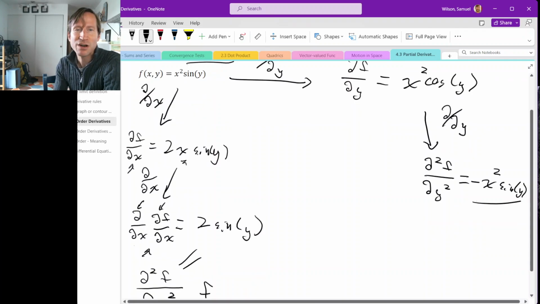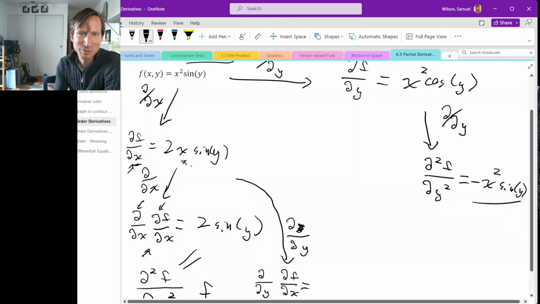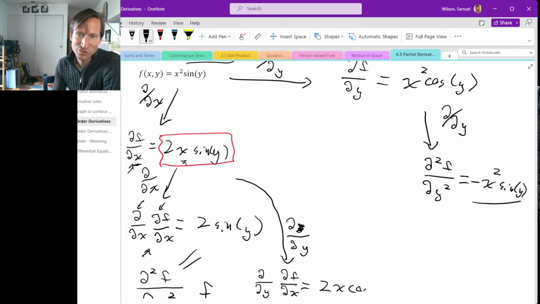So if we calculated the first derivative with respect to x, we could calculate the second derivative with respect to y. So the notation for this would be the derivative with respect to y of the derivative of f with respect to x. So we would take our expression for partial f partial x and take its derivative with respect to y. So that's going to give us 2x times cosine y.